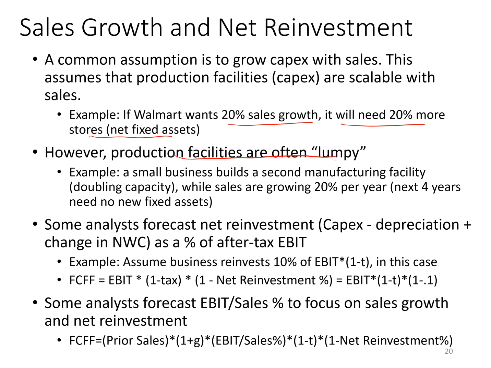However, if production facilities are lumpy, often a small business builds a second manufacturing facility as it's getting bigger, doubling capacity. While sales are growing 20%, maybe it doesn't need to grow for the next 4 years. So think about that. You've maxed out your first factory. You buy a second one, kind of doubling your capacity, while sales are growing 20% a year. So you can probably go 4 years without another factory needed. So you need to think about net reinvestment and CapEx, particularly relative to sales growth.